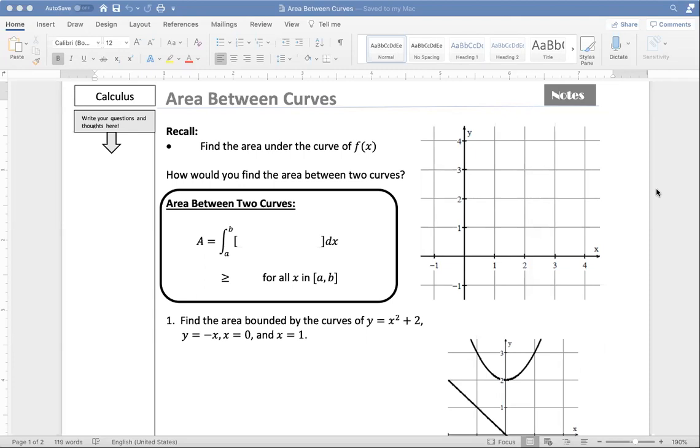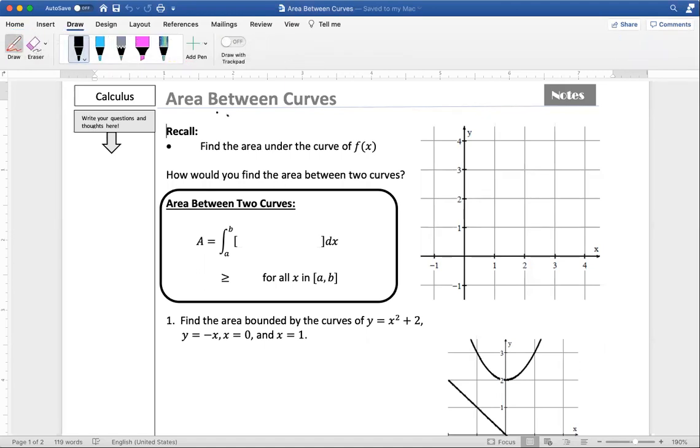Okay, let's work on finding the area between two curves. So remember, we know how to find the area under a curve, and that's just the integral of f of x from a to b. And so what we want to do is work on the area between two curves.